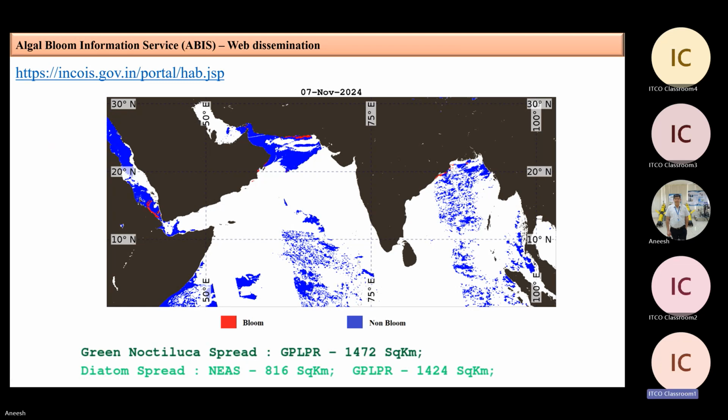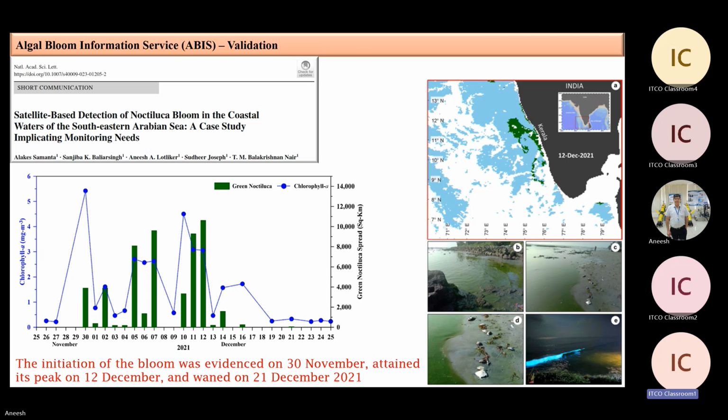We have also done the validation of this particular product, which is also available on our website. There was a massive bloom of Noctiluca off Kerala in 2021, and we used the same product to evaluate it. And this is what it looks like. So this is really increasing along the Indian coast. That's why we are continuously monitoring this.